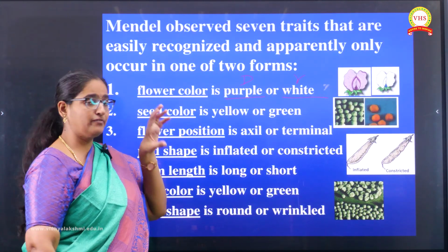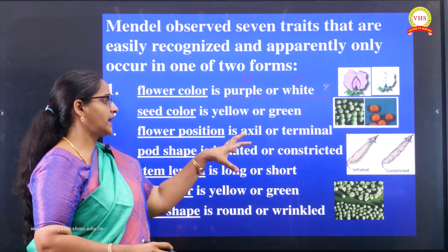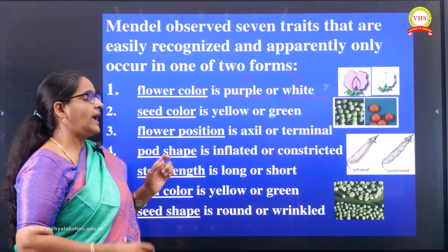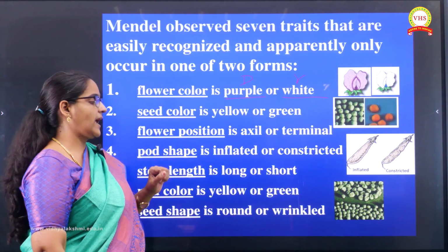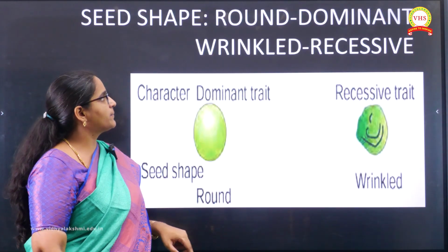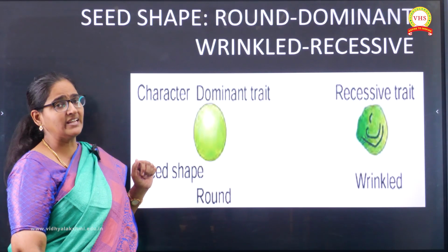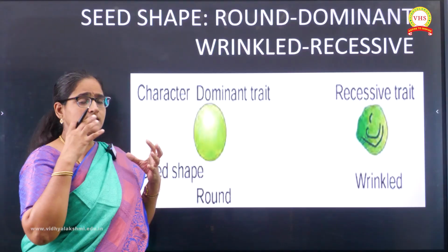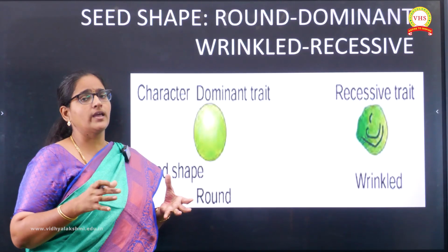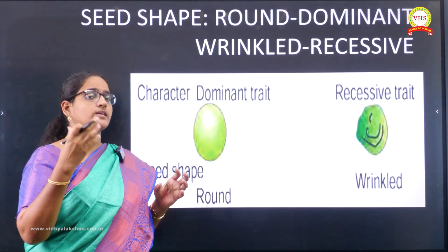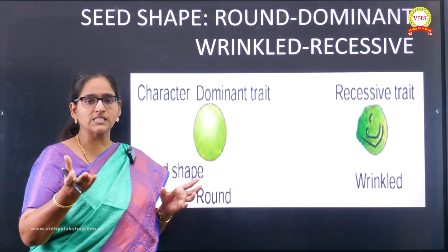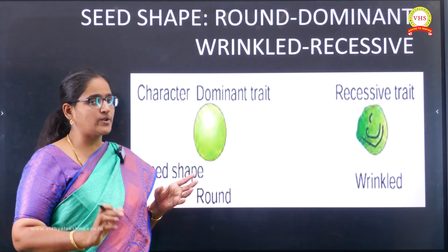The position of the flower on the branches, again of 2 types, axial and terminal. And then we have the pod shape, stem length, pod color and seed shape. Let us see it one by one. Of the 7 characters, it is completely required to memorize which one is dominant and which one is recessive. Based on this only, case-based and numerical questions will come from this chapter.